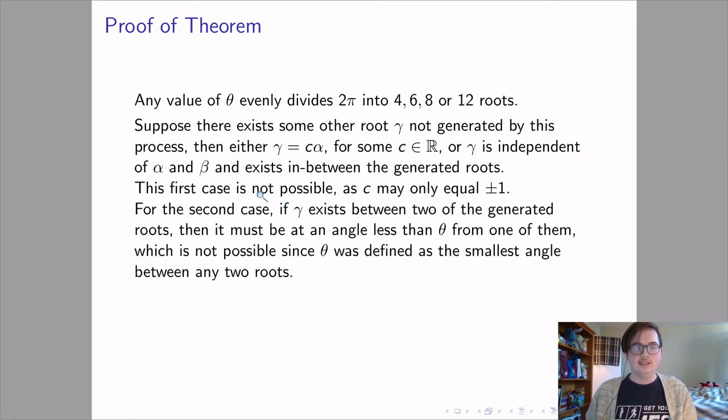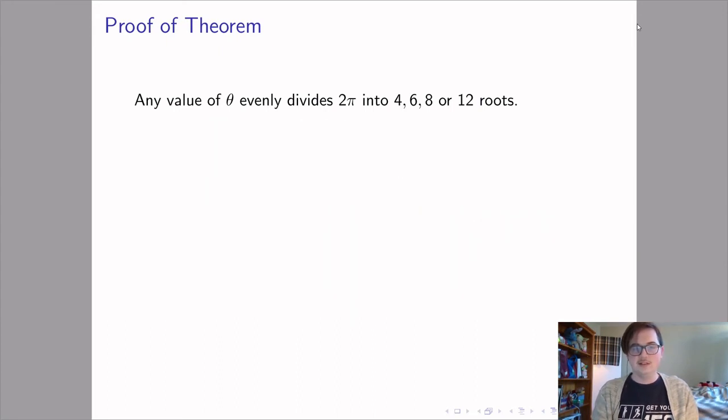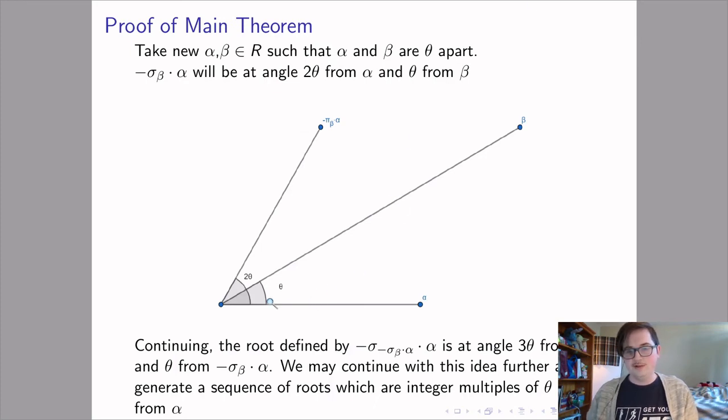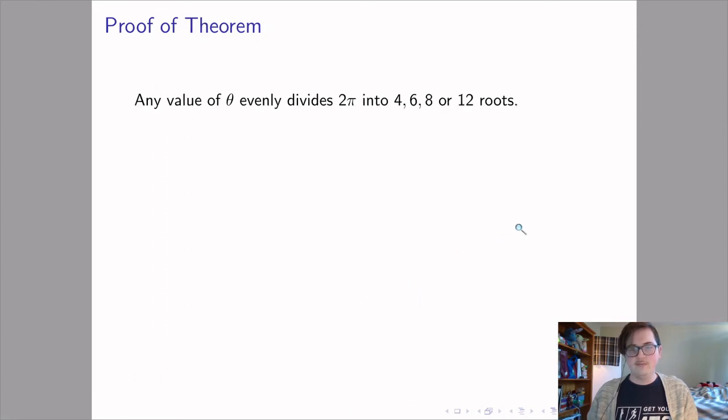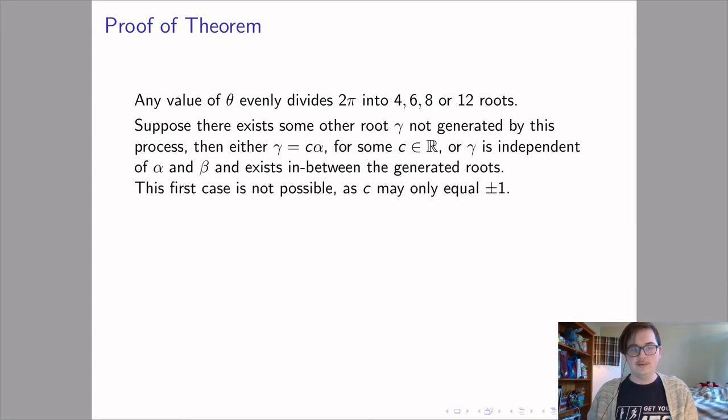For the second case, if gamma did exist somewhere between the 2 generated roots, well, then it must be at an angle less than theta, which is not possible because we define theta to be the smallest angle. So we can see here, if we somehow had a gamma in between beta and alpha here, well, then the angle between gamma and beta would be less than theta, and the other way too. So that's not allowed. So such a gamma can't exist.